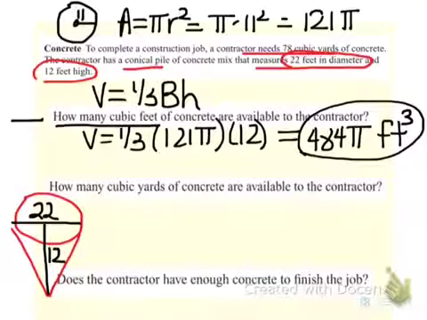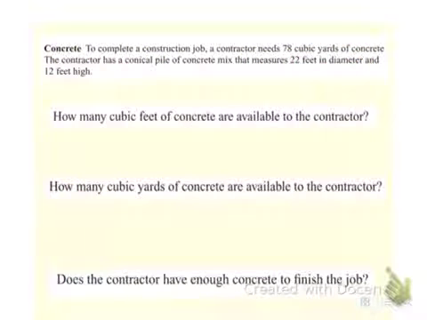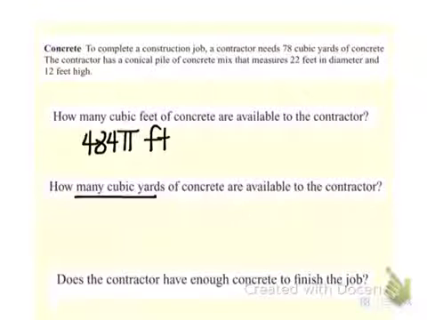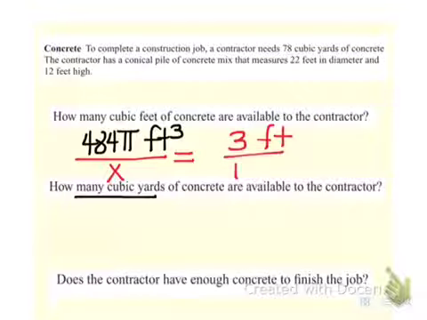Now let's look at question 2. Question 2 says how many cubic yards? Well, I know I have 484 times pi cubic feet, and I want to find out how many cubic yards, so I've got to compare that. I'm going to put it over x so I can find it. I know that there are 3 feet in 1 yard, but I want them to be cubic feet, so I've got to use the exponent 3 for cube.